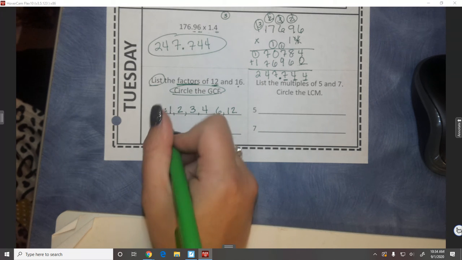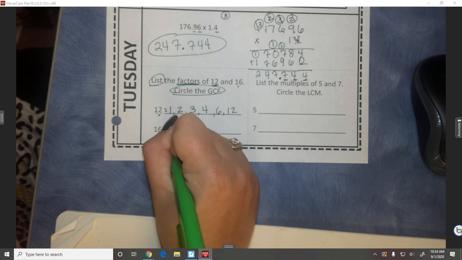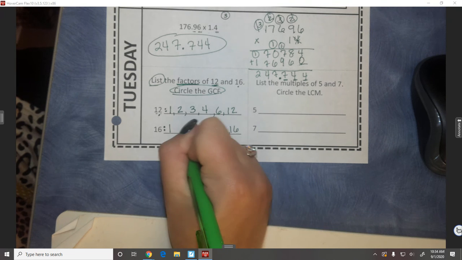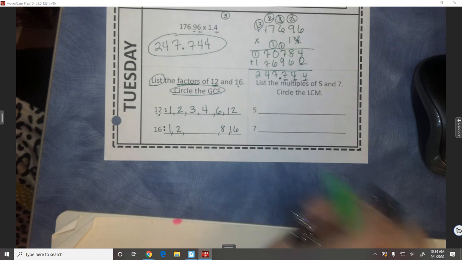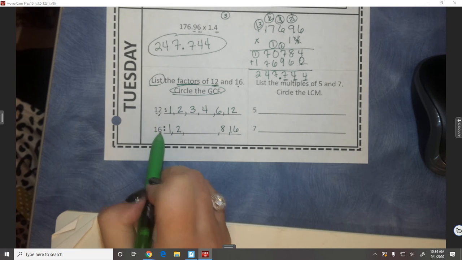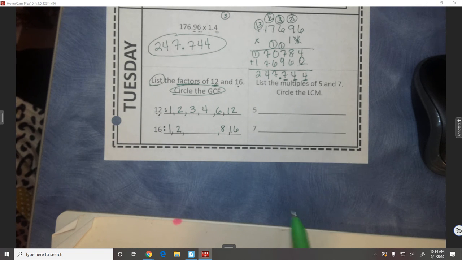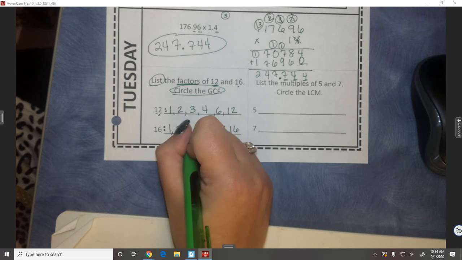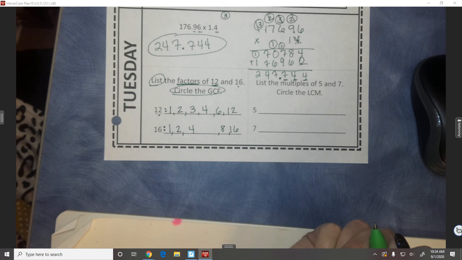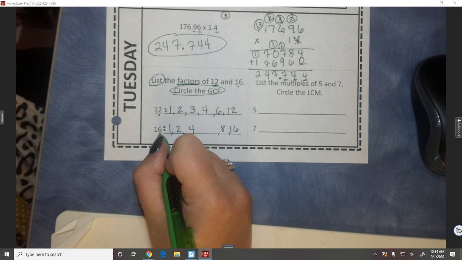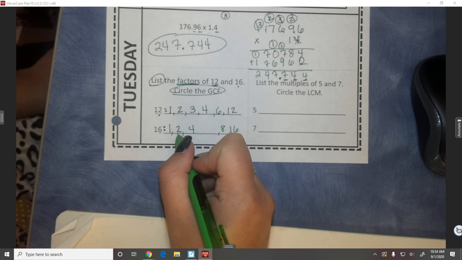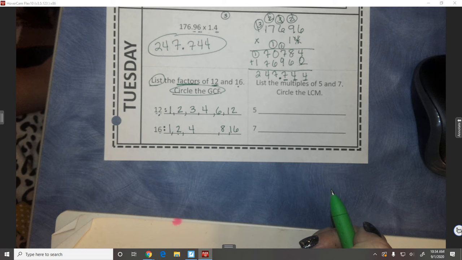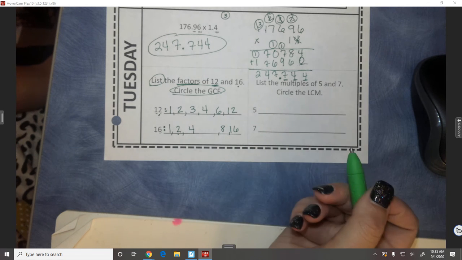Okay? Now moving to 16, same process. We start with 1 and itself. Then we test 2. Since it's even, we know 2 is going to work. We test 3. 1 plus 6 is 7, and 7 is not a multiple of 3, so 3 is not going to work. We know that 4 times 4 is 16. 5 will not work because there's not a 5 or a 0 in the 1's place. 6 will not work because we don't have 2 and 3. And then 7 is not going to work. So these are all the ones we have.